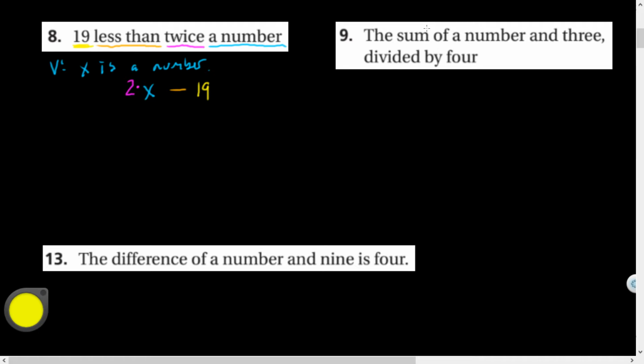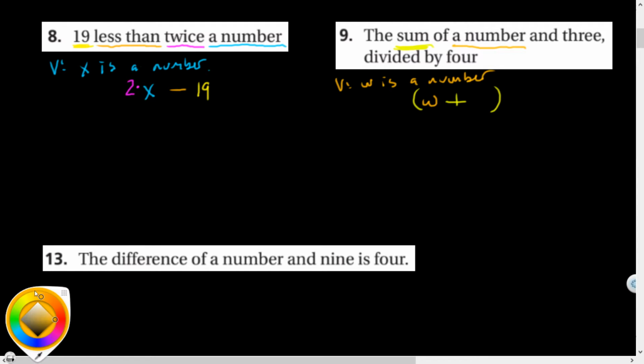Let's take a look at this one. I love this. The sum. Yesterday we were talking about the sum. It doesn't just mean addition. It means addition with priority, addition within parentheses. So let's see, 19, I'm already reading this one again. The sum of a number, so I'll call my number W. I could define a variable saying W is a number. And 3 is the next thing in the list. Those are the 2 things being added.